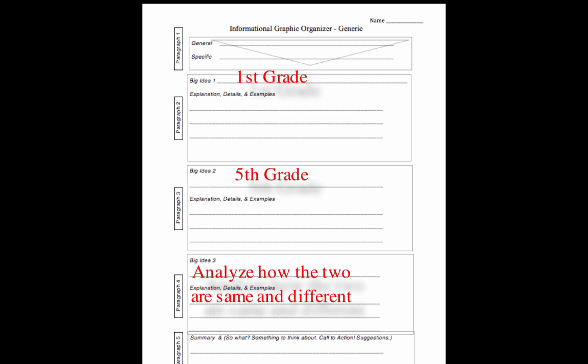Another way that works for older writers is to take one big idea to talk only about 1st grade. Include explanations, details, examples, and perhaps even some feelings. Take the next big idea paragraph to talk only about the 5th grade. Again, develop the paragraph. The third big idea is a place to analyze how the two are the same and different. Evaluate what's appropriate for 1st grade and 5th grade. Use this paragraph to demonstrate higher order thinking.